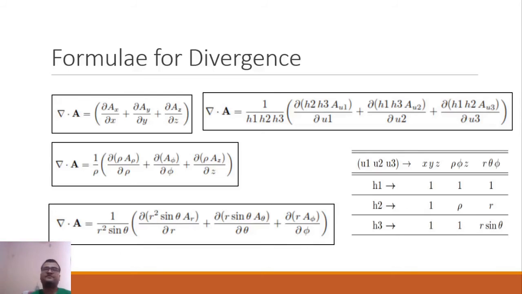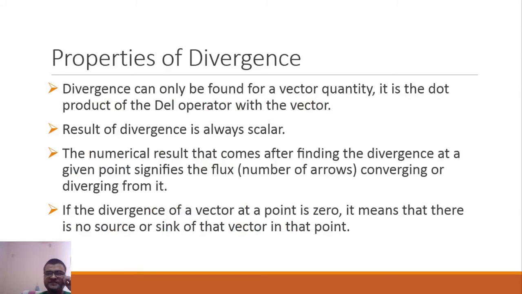These are the formulas for divergence. So we will not go too much into the formula. I'll dedicate a separate video for deriving this formula and using it to solve a problem. So let us go ahead and see some important properties of divergence. Divergence can only be found of a vector quantity. This you should remember. The divergence is denoted by the delta operator, dot multiplication sign, and the vector quantity. So whenever you see something written like this, you can say that the divergence is being performed.